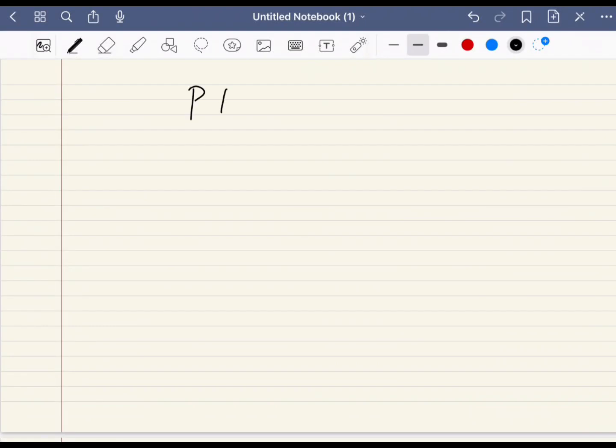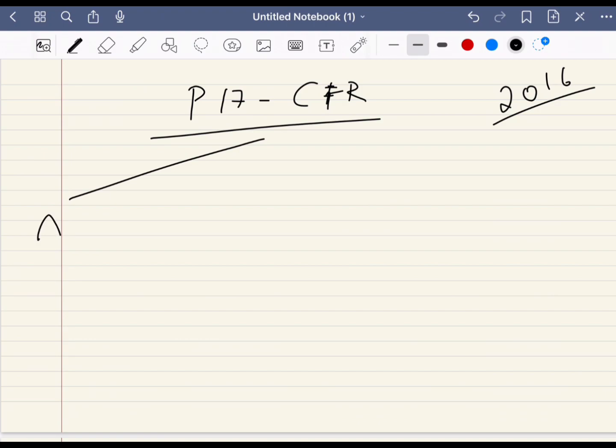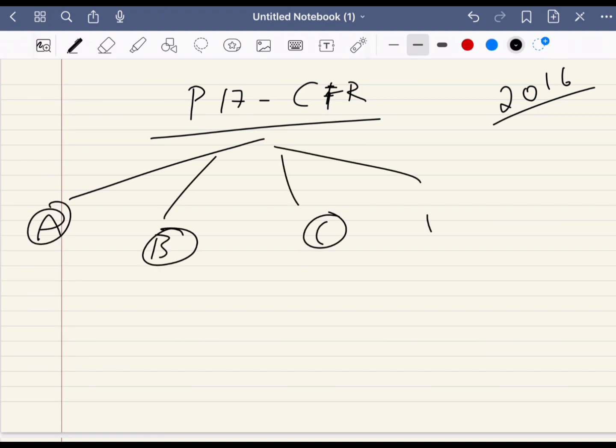Today let us analyze paper number 17, that is Corporate Financial Reporting of CMA Final Group 4. This is relevant to the 2016 syllabus. Now as per our institute material, paper 17 is divided into 5 sections: Section A, Section B, Section C, Section D and Section E.